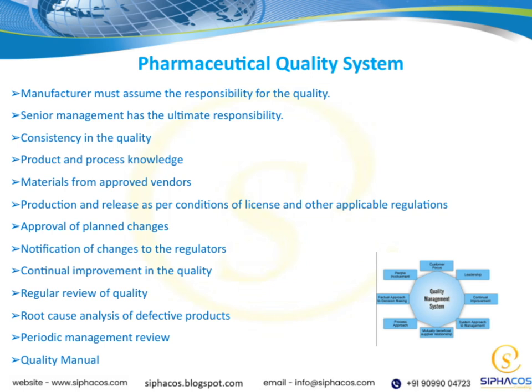This is non-negotiable. Any planned changes to the product or process need to be approved beforehand to prevent unintended consequences. And of course, these changes must be communicated to regulators as required, ensuring transparency and compliance. We are committed to continual improvement, which means regularly reviewing our quality systems and processes to identify areas for enhancement.